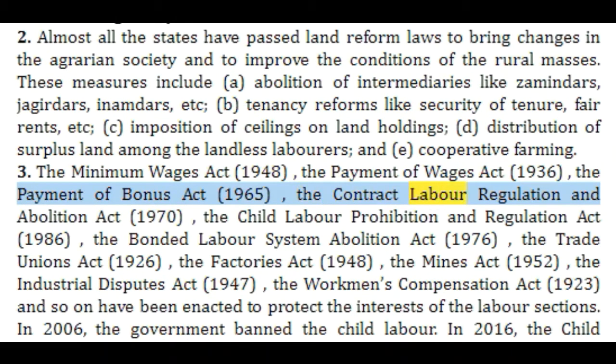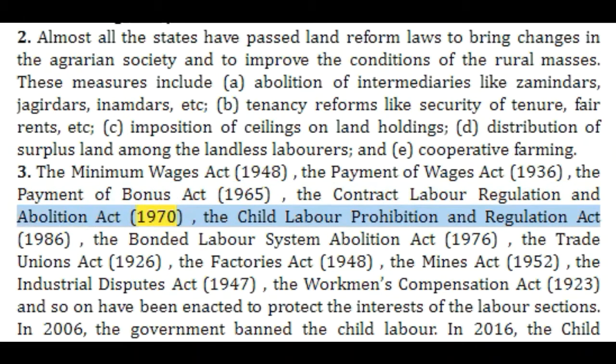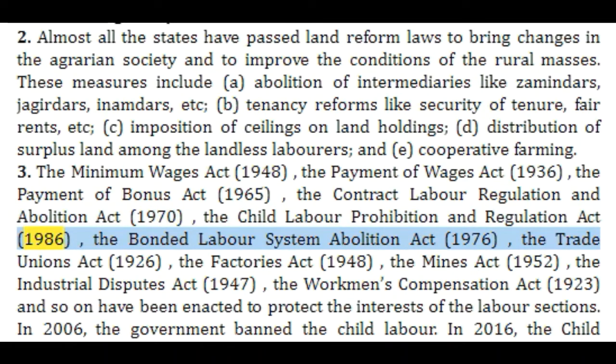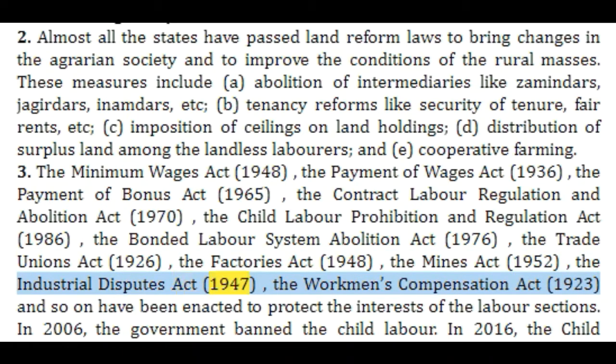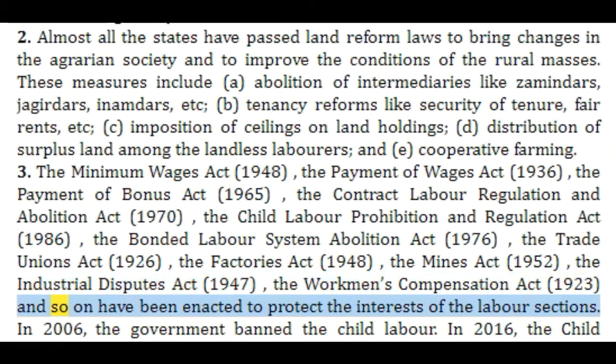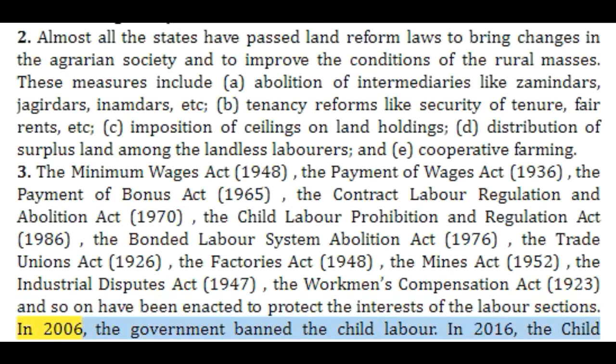3. The Minimum Wages Act, 1948, the Payment of Wages Act, 1936, the Payment of Bonus Act, 1965, the Contract Labour Regulation and Abolition Act, 1970, the Child Labour Prohibition and Regulation Act, 1986, the Bonded Labour System Abolition Act, 1976, the Trade Unions Act, 1926, the Factories Act, 1948, the Mines Act, 1952, the Industrial Disputes Act, 1947, the Workmen's Compensation Act, 1923, and so on have been enacted to protect the interests of the labor sections.